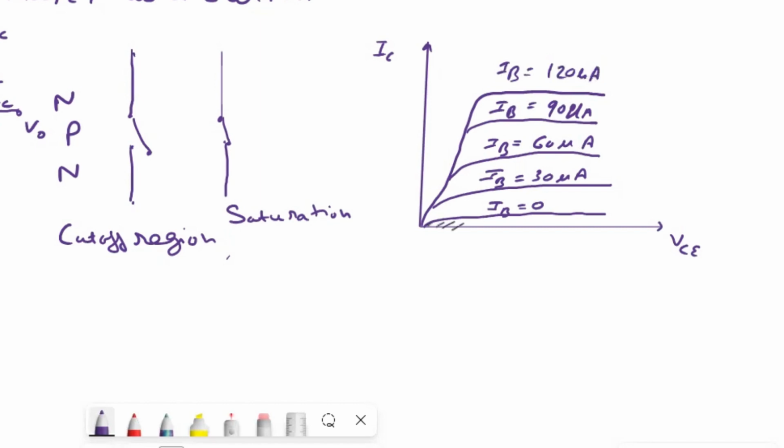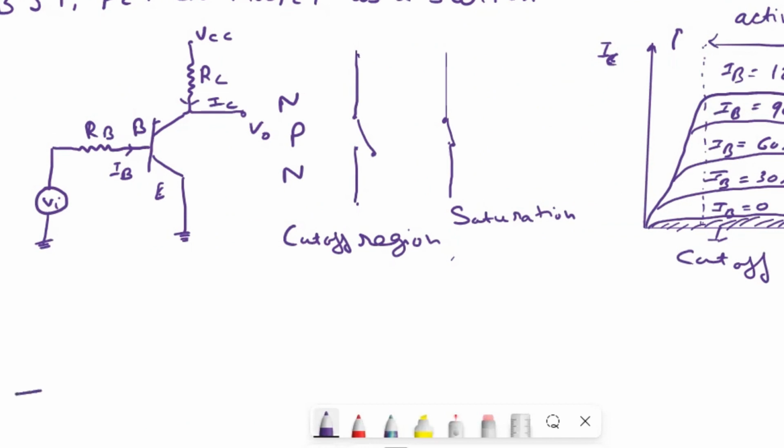As we notice, even when IB is 0, there is a very small current flowing through it, and this region, which is highlighted, is called the cutoff region of operation of BJT. The region toward the right is the active region of operation of BJT, where it is used as an amplifier, and further toward the right is the saturation region, where it is used as a closed switch, offering very low resistance.